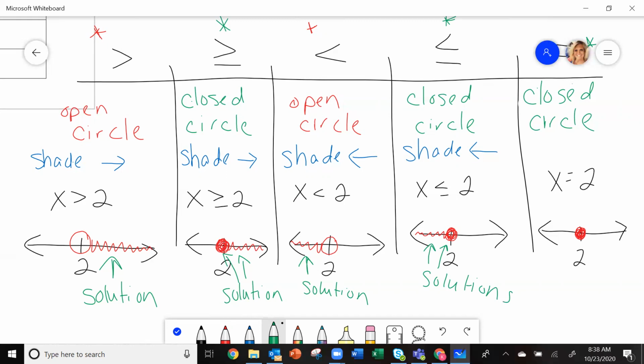Take that and make sure, pause the video and make sure you have all that written down. And then we're going to go over the next part for our notes.